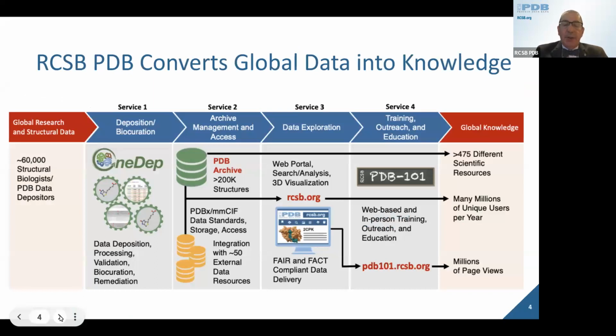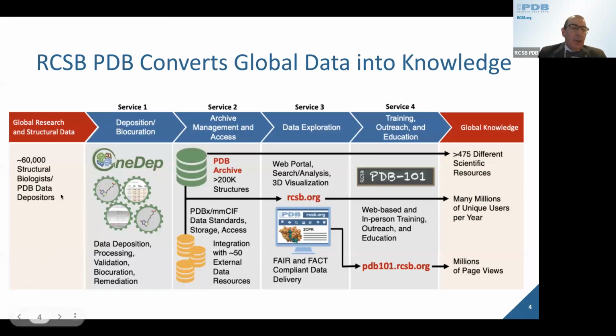The RCSB Protein Data Bank is the US data center for the Worldwide Protein Data Bank. We're headquartered here at Rutgers University in Piscataway, New Jersey, with additional performance sites at University of California, San Diego, at the San Diego Supercomputer Center, and at the University of California, San Francisco. As a team, we convert global data into global knowledge.